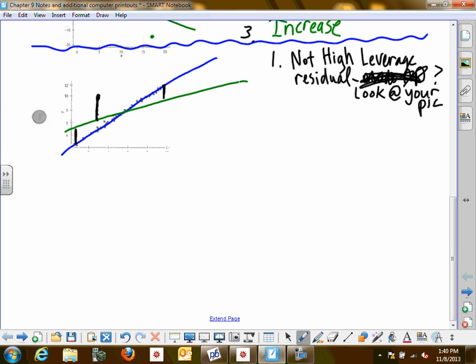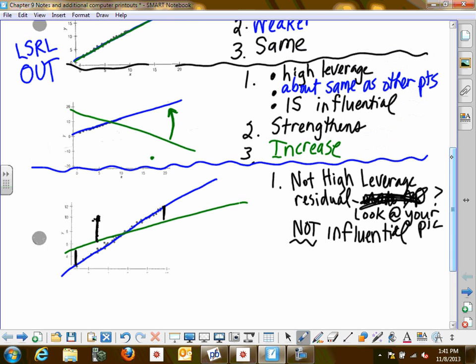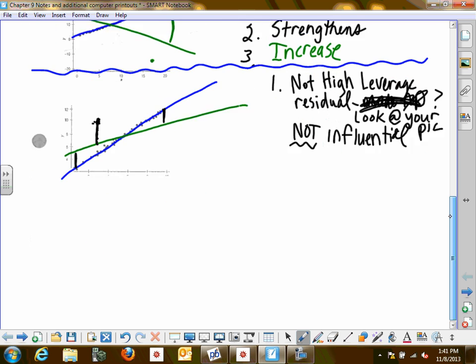Oh, influential. Is this one considered influential? Technically, what we would say is not influential because it did not really change it a lot, since it does not have high leverage. So we would be more inclined to say that this is not an influential point because it's not going to change the equation of the line a whole lot. See, this one even changed the direction of its slope, and that's a crazy amount of change. This one was just probably a slight difference.